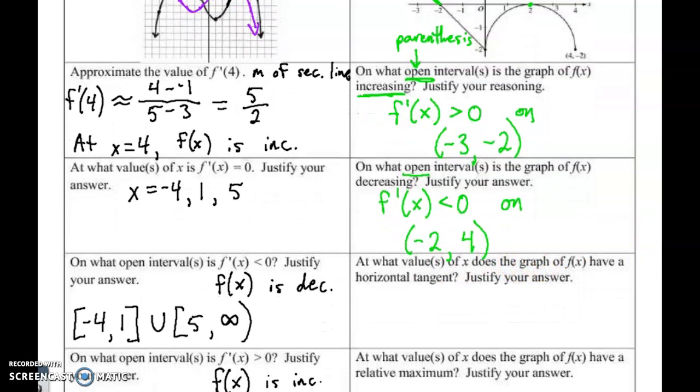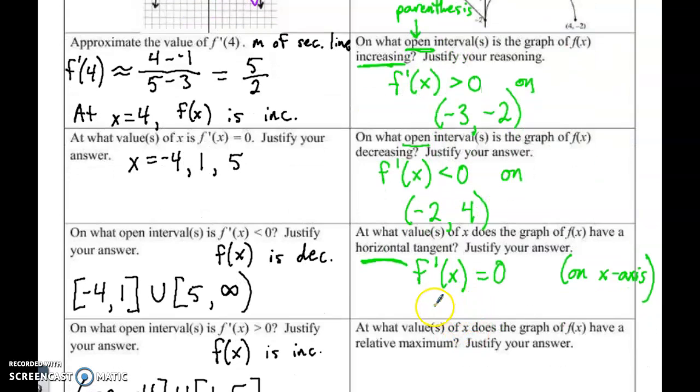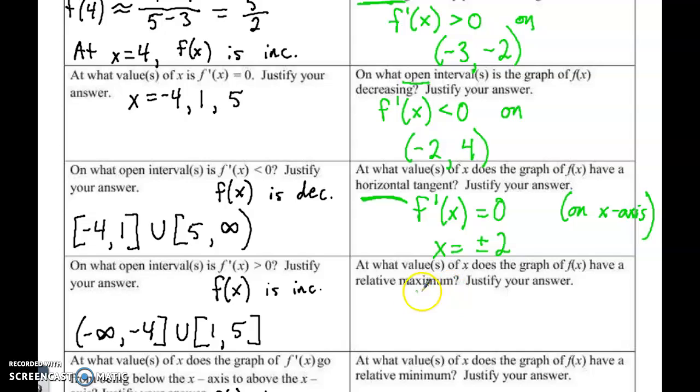What about a horizontal tangent? Well, if you have a horizontal tangent, that means your derivative is equal to 0. So in other words, we're on the x-axis. Let me put that on here. On the x-axis at 2 x values. That's at x equals -2 and x equals +2. And you can just write plus or minus 2. That's acceptable.